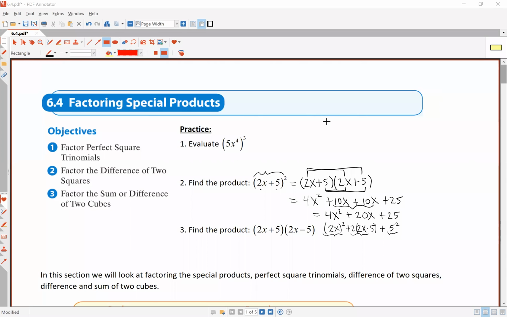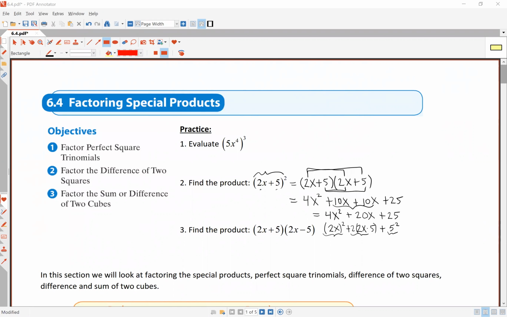This video covers section 6.4, factoring special products. Objective 2, factor the difference of two squares. When we factor the difference of two squares, we need to recognize the form of the polynomial.